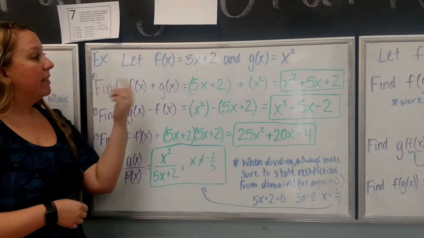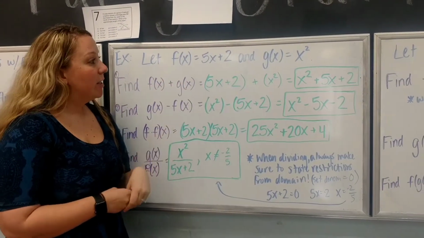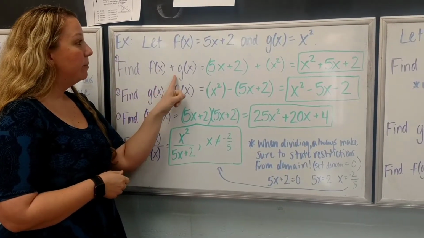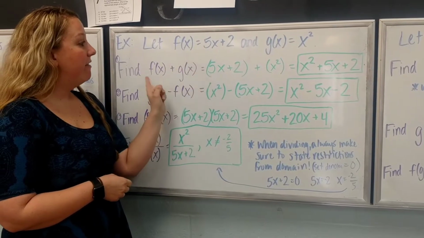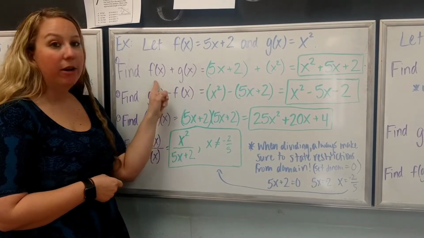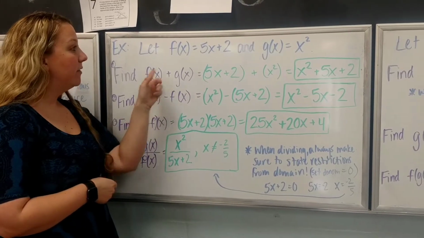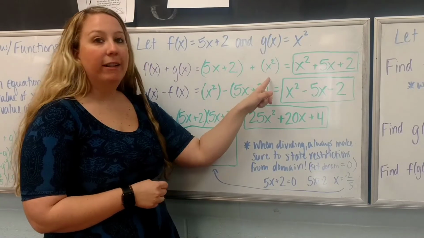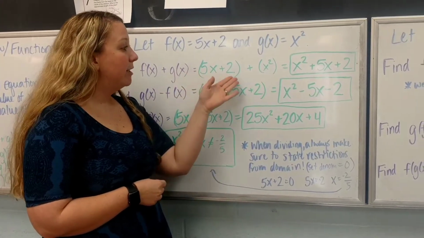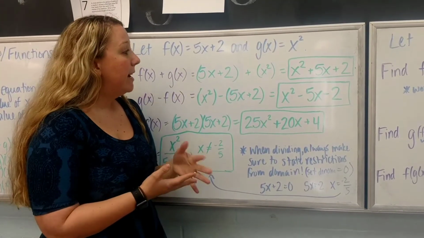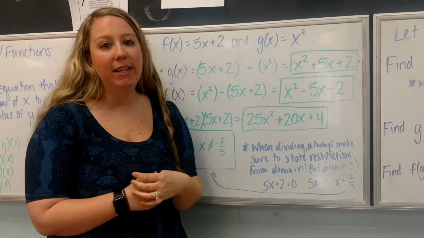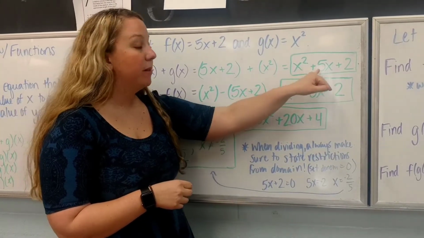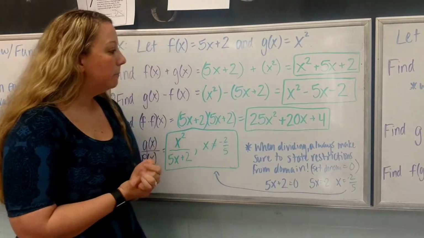Our first example says let f of x equal 5x plus 2 and g of x equal x squared, and we want to find f of x plus g of x. We write the f of x equation first, because it's first here; you have to pay attention to the order. So I'm going to write 5x plus 2, plus g of x, which is x squared, and I'm going to add them together: 5x plus 2 plus x squared, and you would combine like terms. In this case, we don't have any like terms, but we do want to write them in order for the polynomial. So you have x squared plus 5x plus 2 as your final answer.